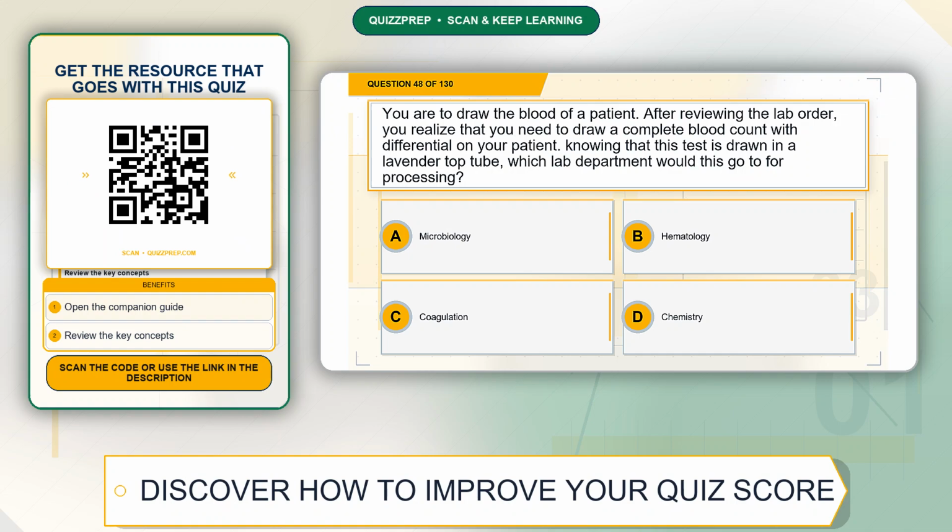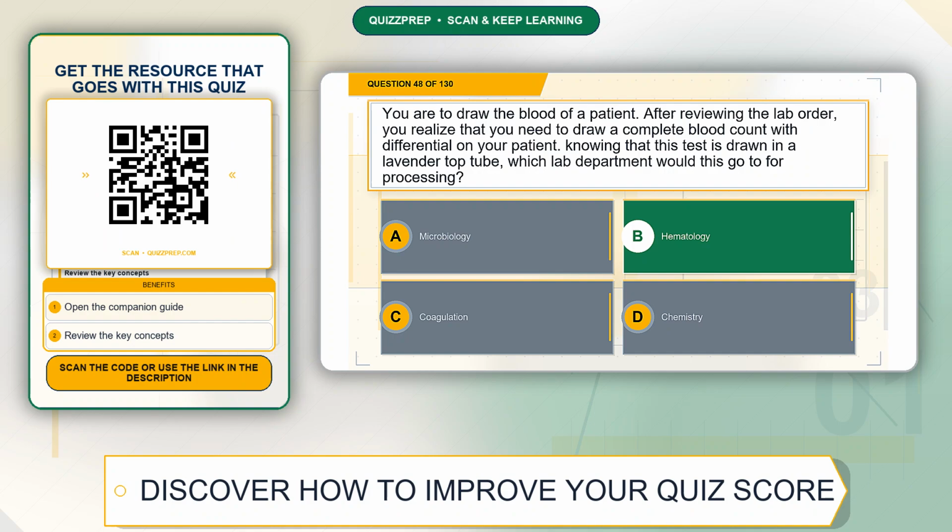Question 48. You are to draw the blood of a patient. After reviewing the lab order, you realize that you need to draw a complete blood count with differential on your patient. Knowing that this test is drawn in a lavender top tube, which lab department would this go to for processing? Option A, microbiology. Option B, hematology. Option C, coagulation. Option D, chemistry. The correct answer is option B, hematology.